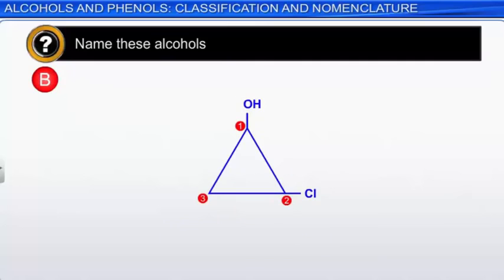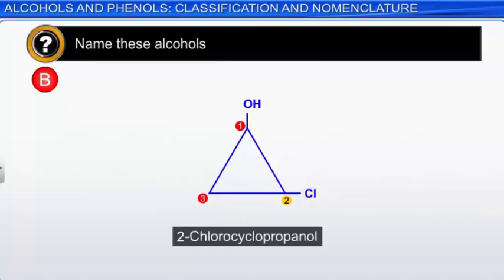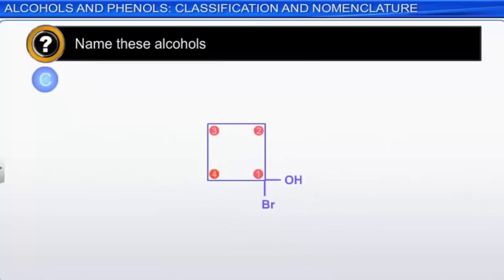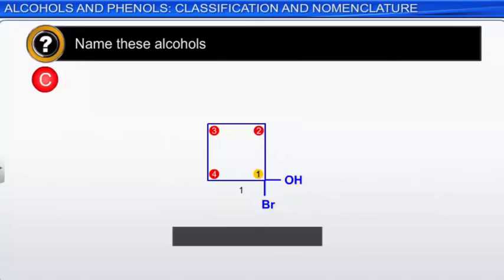Molecule B contains a 3-member ring with a hydroxyl group and a chlorine substituent. Its correct name is 2-chloro-cyclopropanol. Molecule C has a 4-member ring with a hydroxyl group and a bromine atom both attached to the same carbon. Molecule C is 1-bromocyclobutanol.